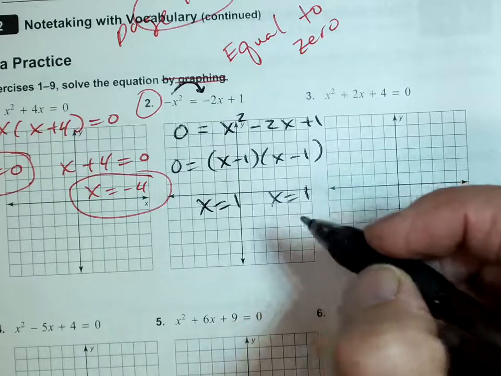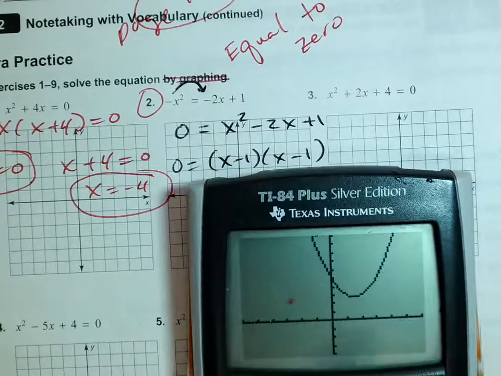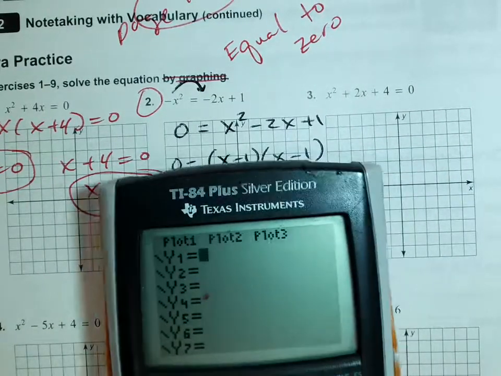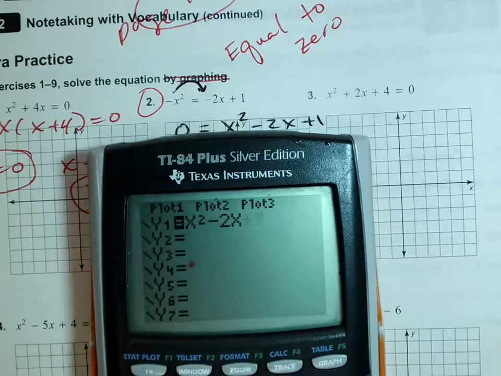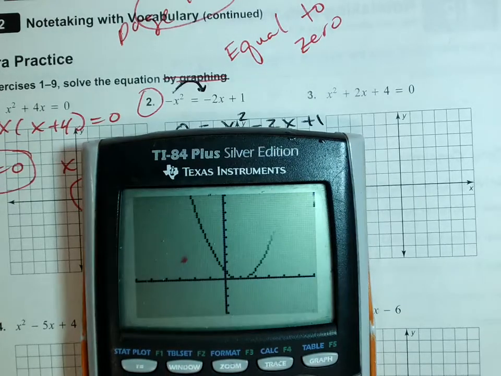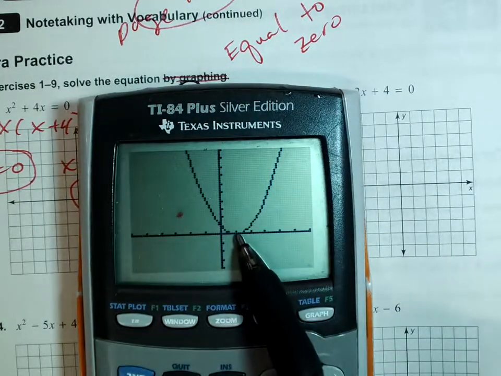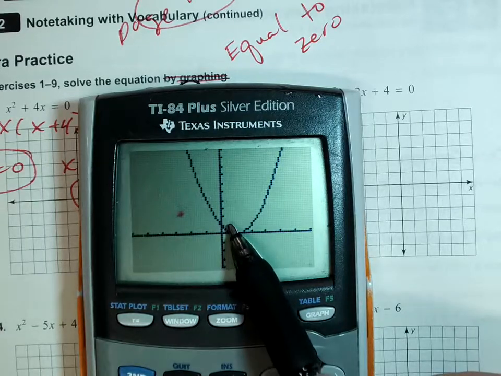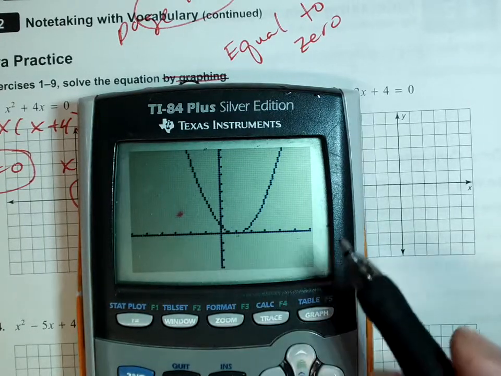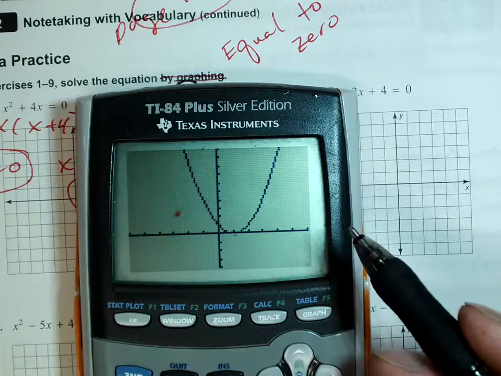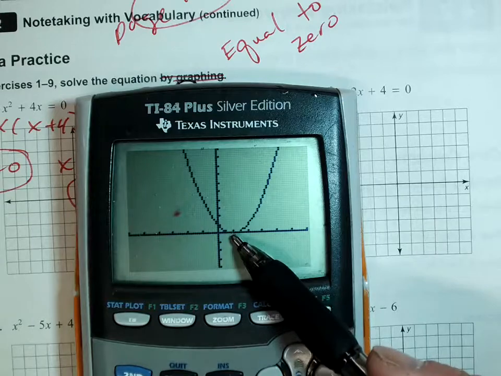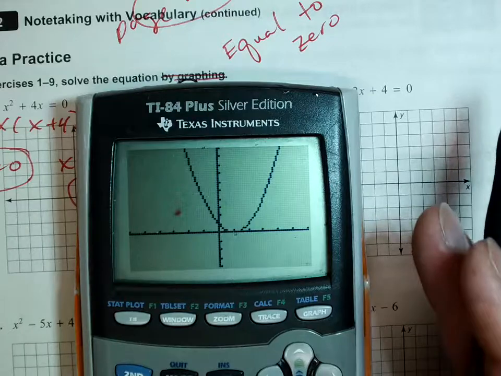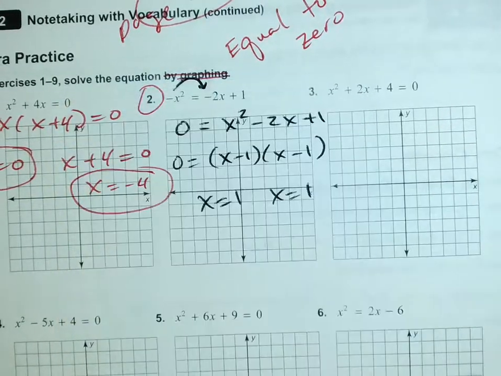Let me show you what's going on in the calculator, because it's worth looking at. If I graph x squared minus 2x plus 1, it touches at 1, in a sense, twice, doesn't it? Isn't that crazy? That's what we call a double root or a double zero. So positive 1 occurs twice, in a sense, because it has to go through and come back. If it skims it, that's how you get 2 answers.